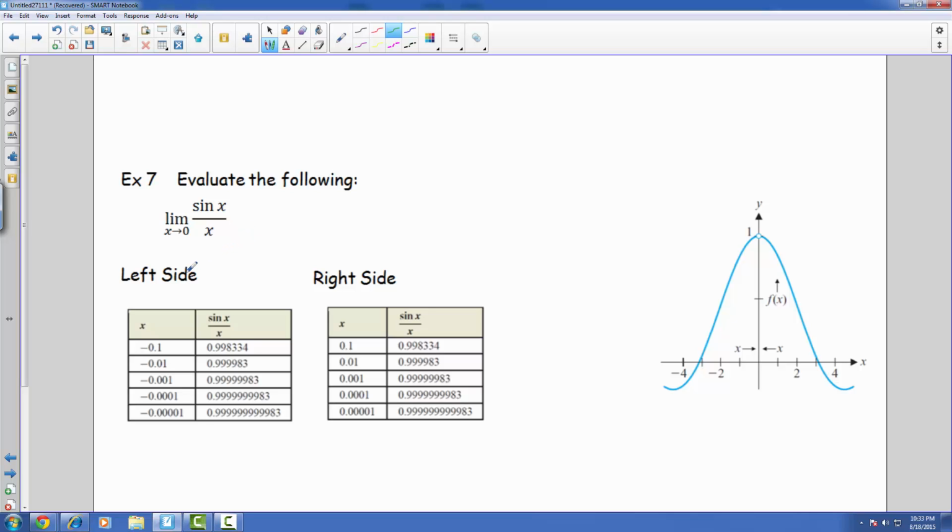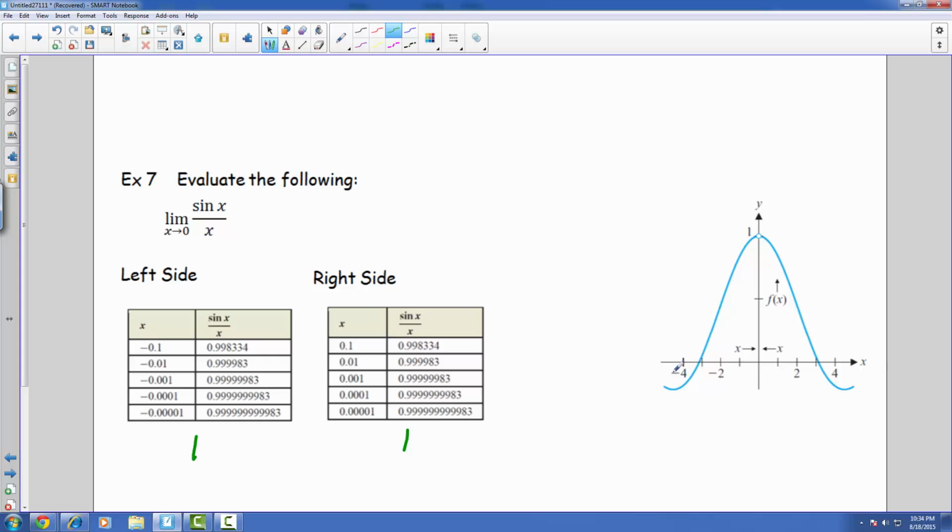Now just from our table we see that as we approach 0 from the left side, we're to the left of it, we are approaching the limit of 1. So from the left side, it appears that we are approaching that limit of 1. On the right side, as you approach 0, getting smaller and smaller and closer to 0, we see the limit getting closer and closer to 1 as well.